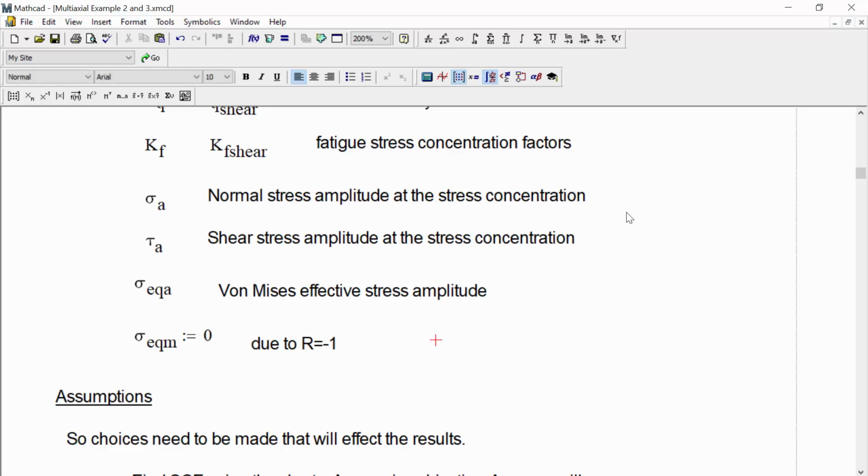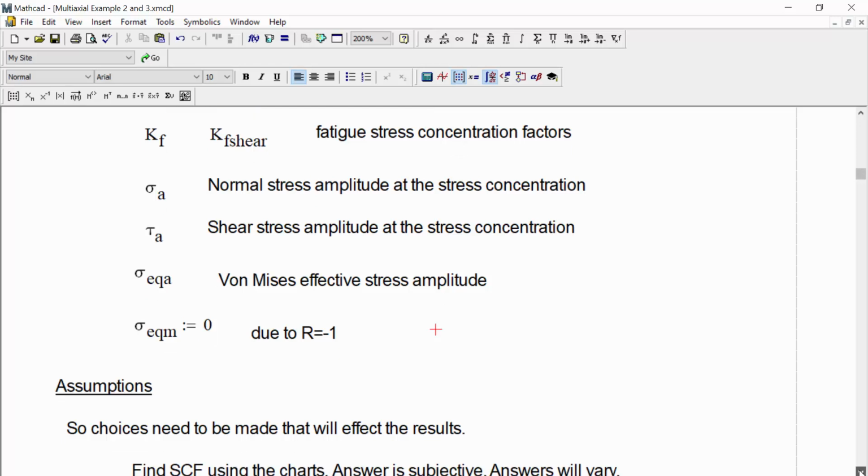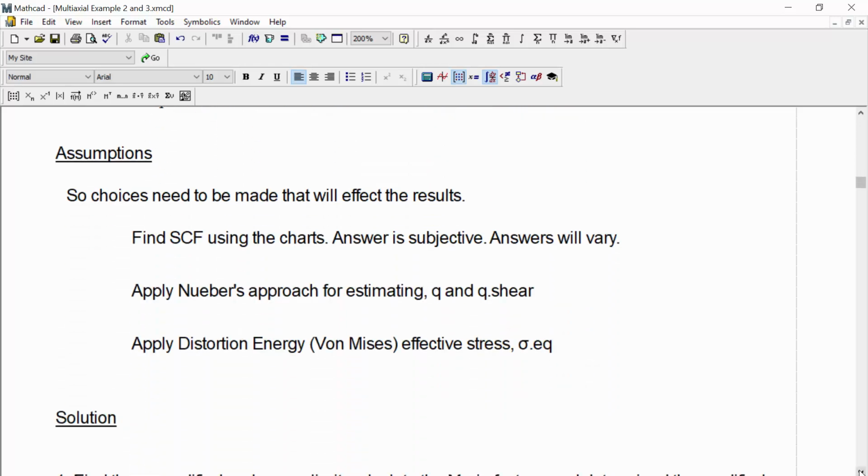So you can see we've got a lot of steps to take in solving this problem, but there are also some assumptions that we're going to need to make that are going to affect our results. Truly, when we do fatigue analysis, sometimes our answers are subjective, and one person can get a slightly different, or it could even be a greatly different answer from another person. This comes down to the way that we read our charts.